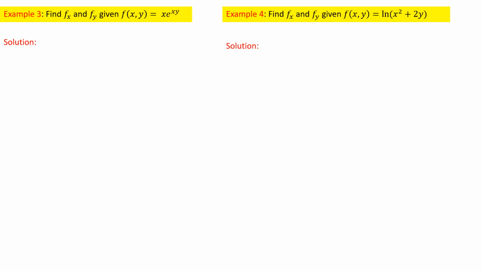Question number 3. We have given the function as x into e power xy. So let me calculate fx. So here we have x into e power xy. So I have to apply product rule, u times v. So what is product rule? U multiply v is equal to u dv plus v du. So I'm going to apply product rule here.